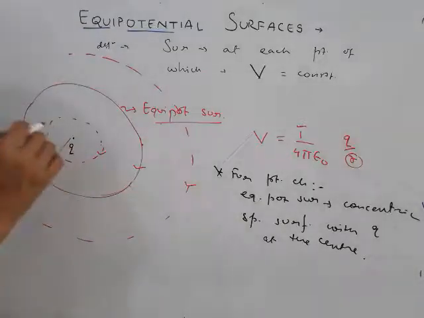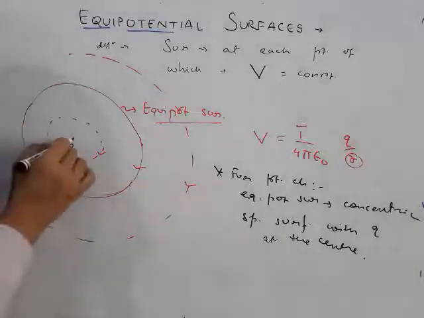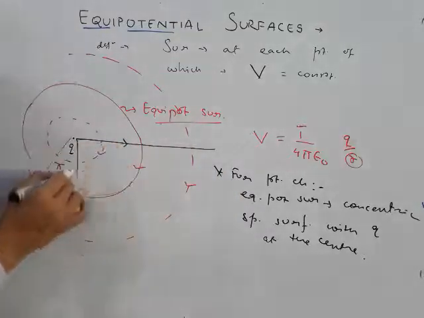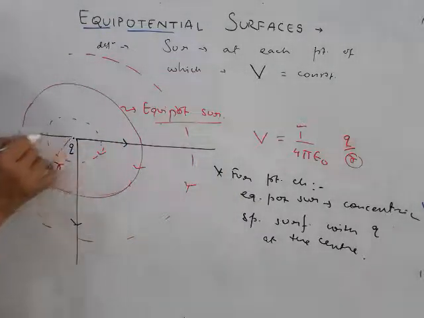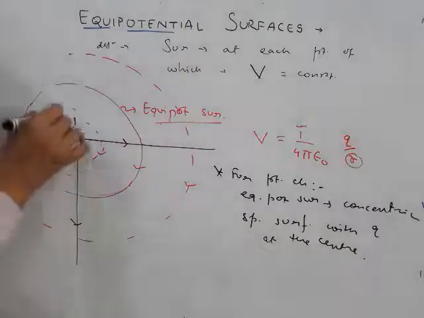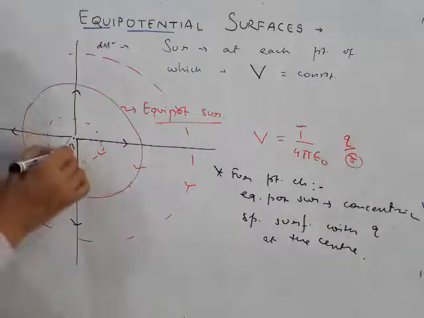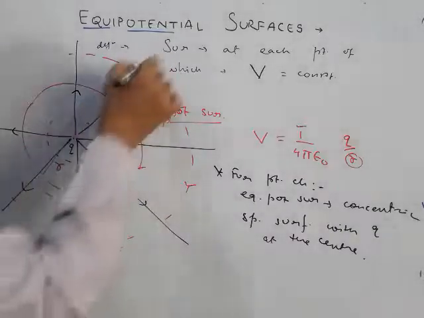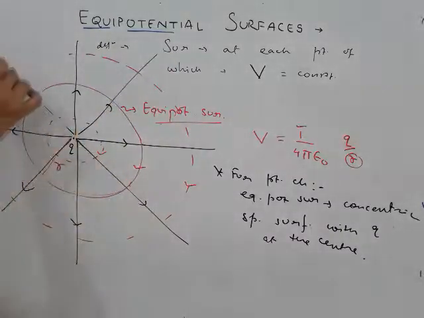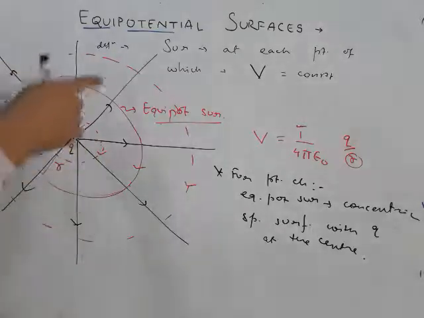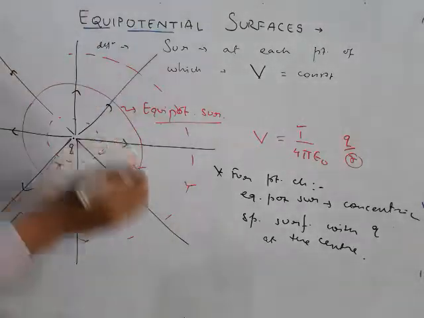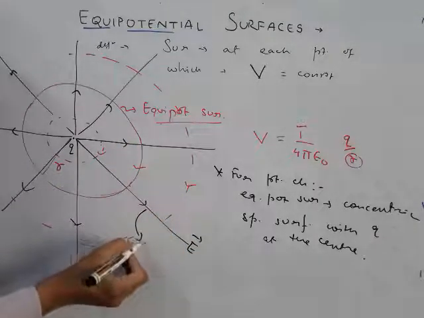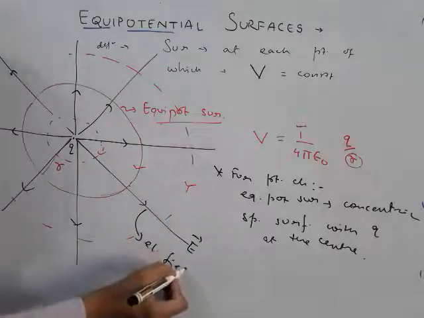If you remember students, we have learned how to draw electric field lines due to a point charge. It will be like so. It will point radially outward if this charge is positive and inward if this charge is negative. So these spherical surfaces I have discussed are equipotential surfaces, and this represents the direction of electric field. So these are electric field lines.